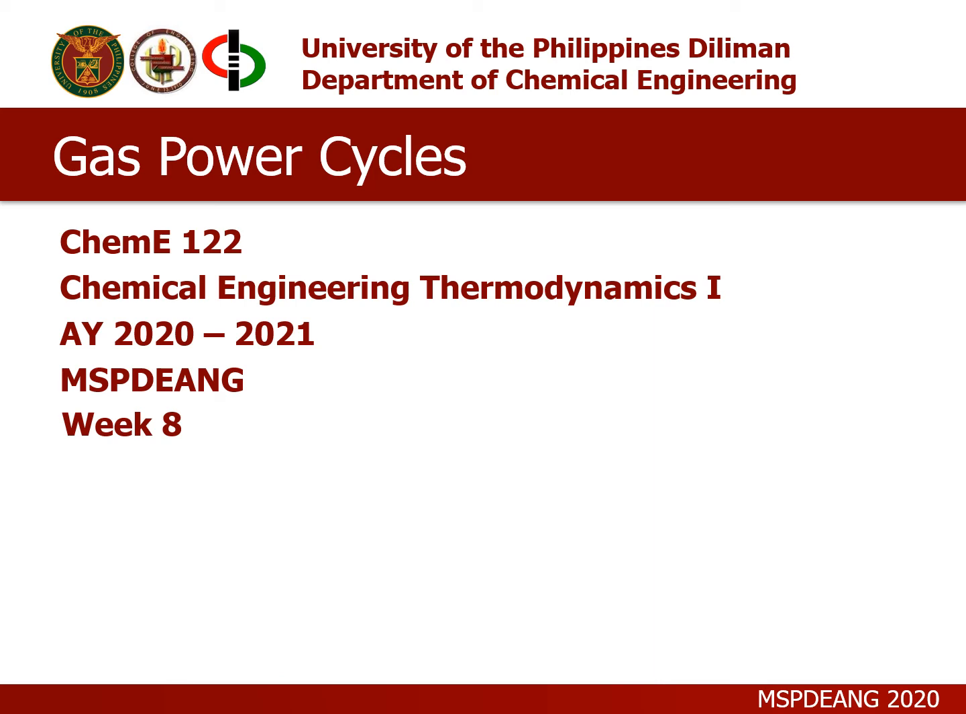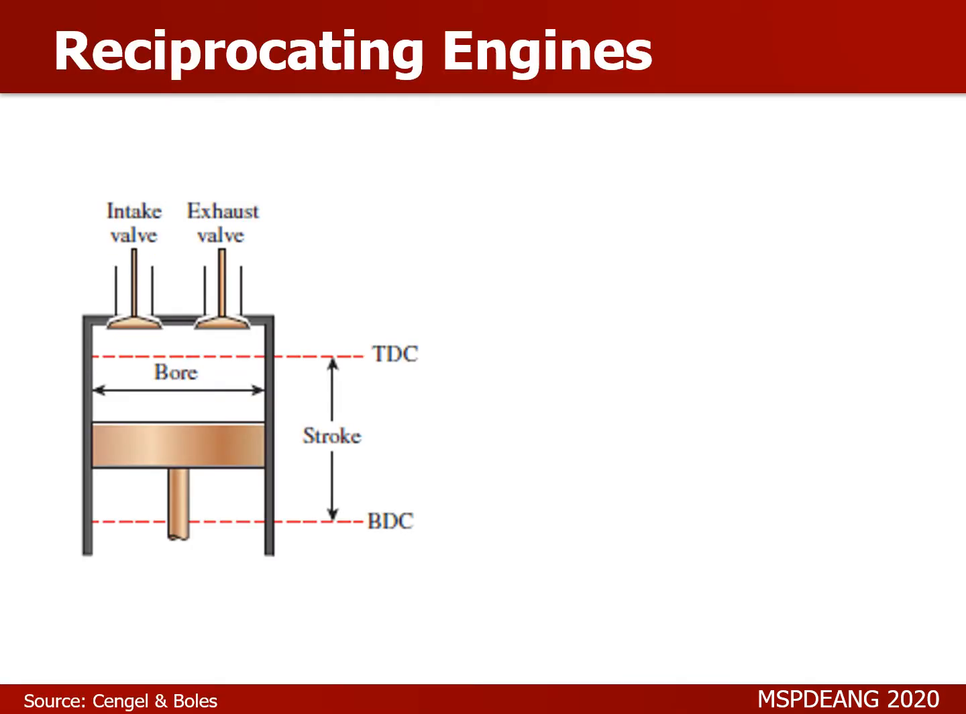Hi everyone, welcome to another lecture in ChemE 122, and this time we are going to be discussing power production using gas power cycles. Okay, so for gas power cycles, this discussion revolves around the use of what we call reciprocating engines.